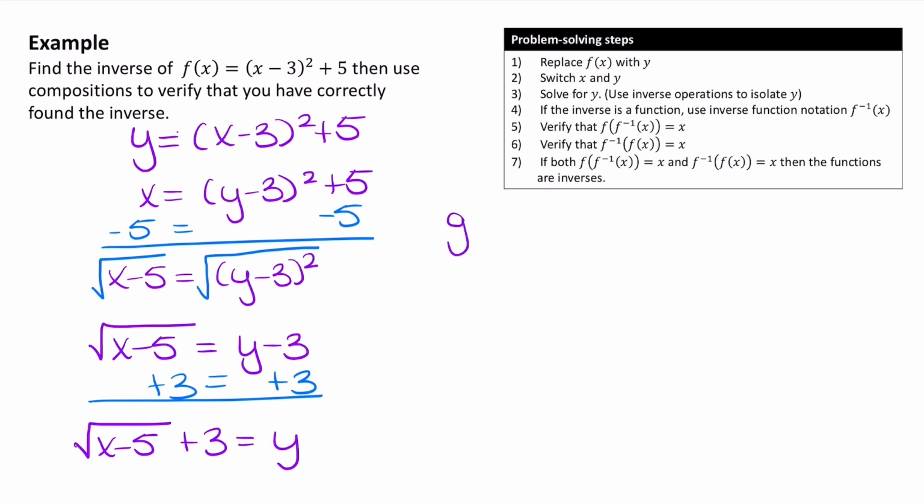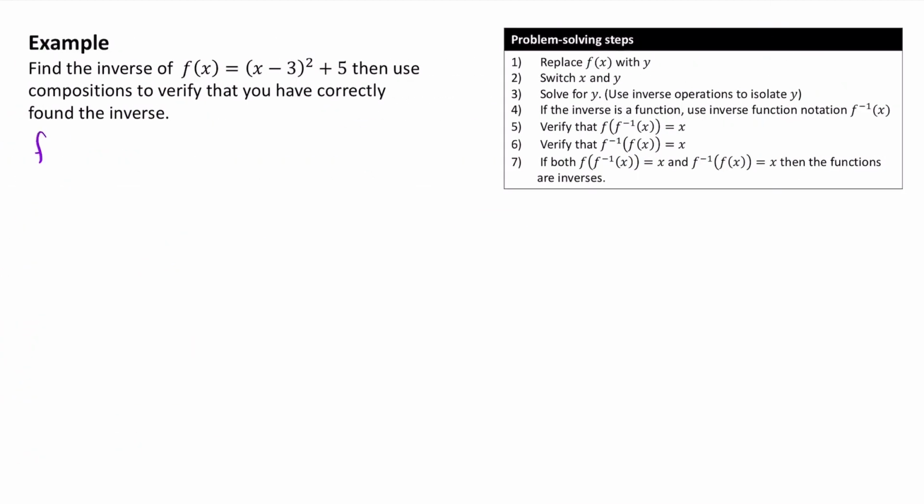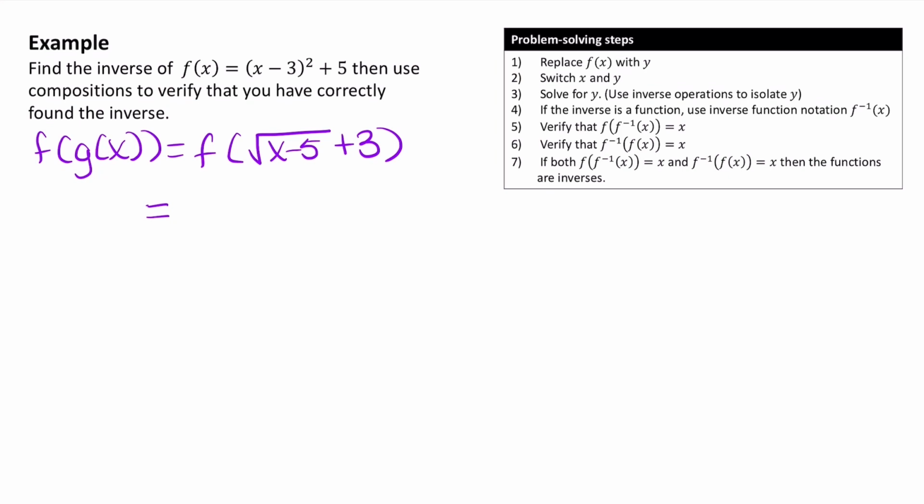So now I'm going to go ahead and write my g of x. So g of x is going to be the square root of x minus 5 plus 3. And now I need to verify my inverses. So let's start off by figuring out f of g of x. So f of g of x is going to be f of the square root of x minus 5 plus 3. So what I'm going to do now is plug that into f of x.